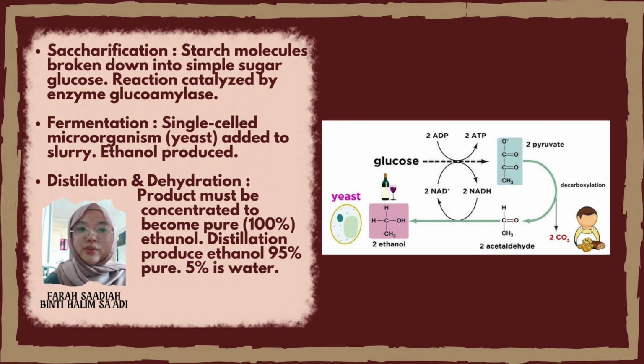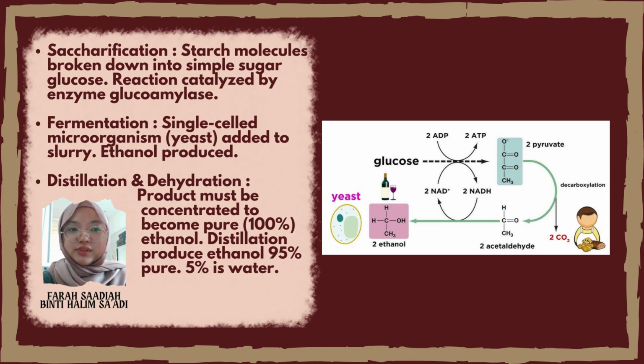Next is fermentation, where single-cell microorganisms, which is yeast, are added to the slurry. Fermentation is the biochemical process that occurs when yeast break down glucose. Yeast get energy from glucose, and then ethanol is produced. And then distillation and dehydration. The product of the fermentation process is only 10 to 15% ethanol.